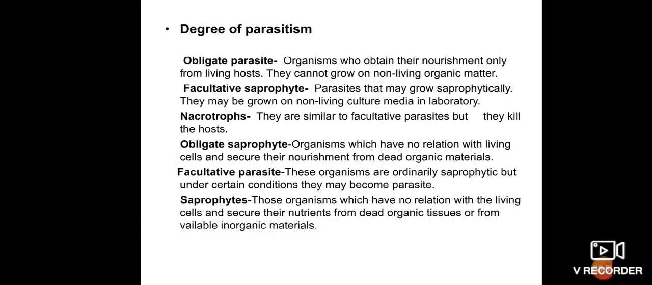Next is facultative parasites. Facultative parasites are those organisms that are ordinarily saprophytic, but under certain conditions they may become parasites. Examples are damping off fungi such as Pythium and Rhizoctonia, which are good examples of facultative parasites. Next is saprophytes. Saprophytes are those organisms which have no relation with the living cell and secure nutrition from dead organic tissues or from available inorganic materials.